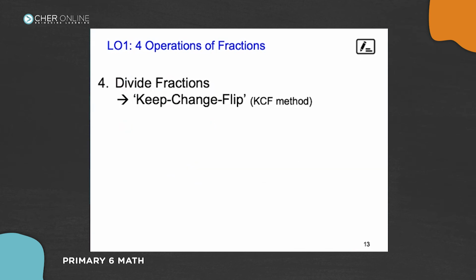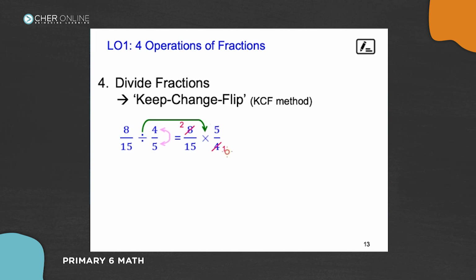Okay, division. You all know KFC, right? Right now we are using the KCF method. What is KCF? Keep, change, flip. So what do we keep, what do we change, and what do we flip? We have a fraction divided by another fraction. As the acronym suggests, we keep the first fraction, 8 out of 15. Change, we change the operation from divide to times. And we flip the second fraction to become 5 out of 4.